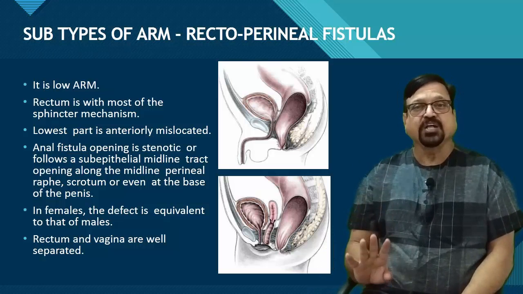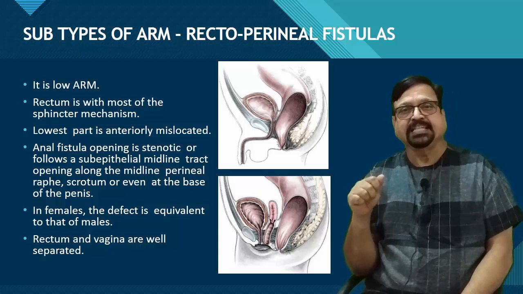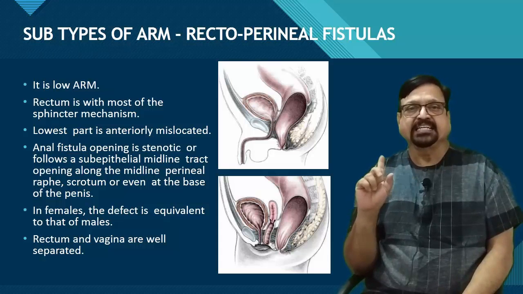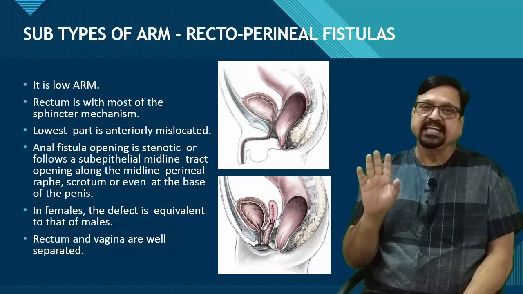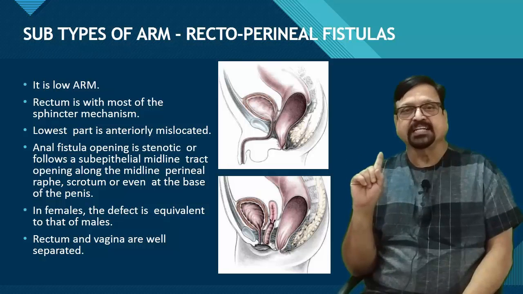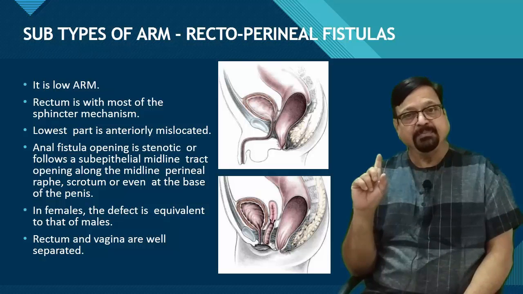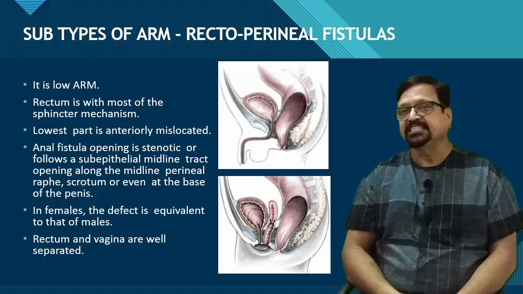Then the anal fistula's opening is stenotic or follows a subepithelial midline tract opening along the midline, that is the perineal raphe, scrotum, or even at the base of the penis. So the opening can be, as seen here, at different places in males: at the base of the penis, at the base of the scrotum, or at the raphe. In females, the cleft is equivalent to that of males. The rectum and vagina are well separated in this condition.